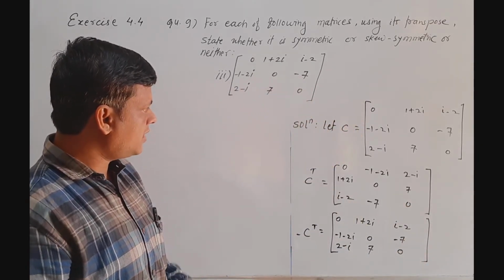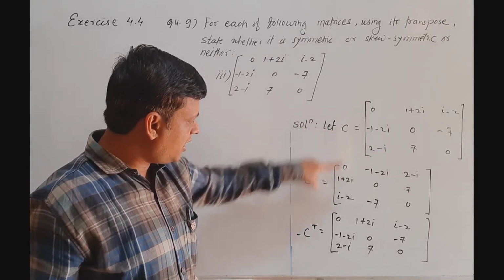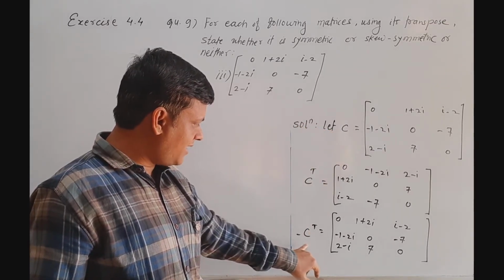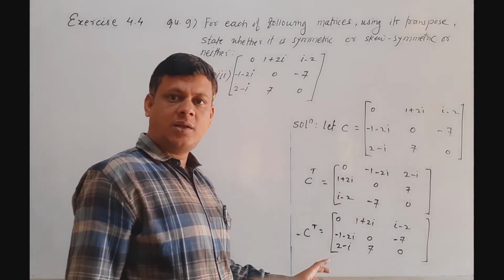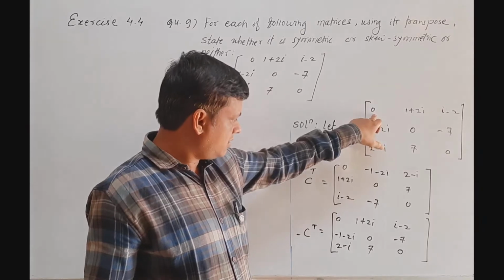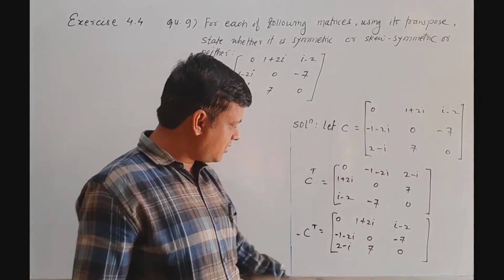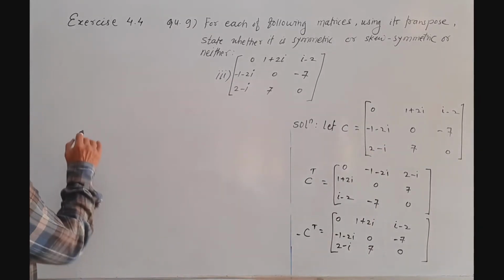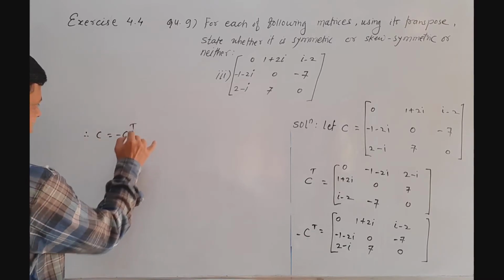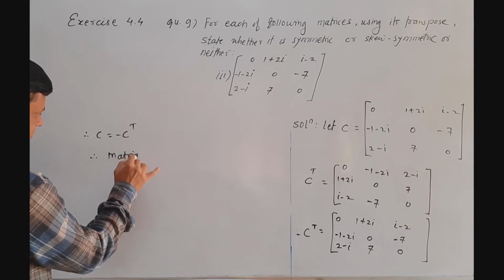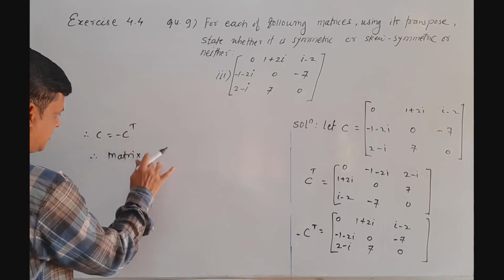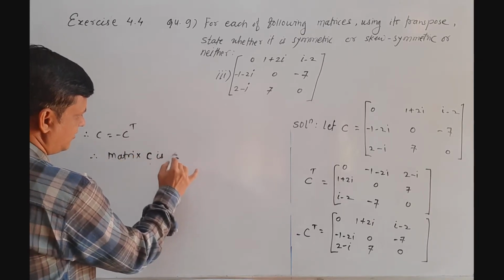So if you observe, the matrix C and matrix minus C transpose have the same elements, that is the rows are identical. So from this we say C is equal to minus C transpose, therefore matrix C is skew symmetric.